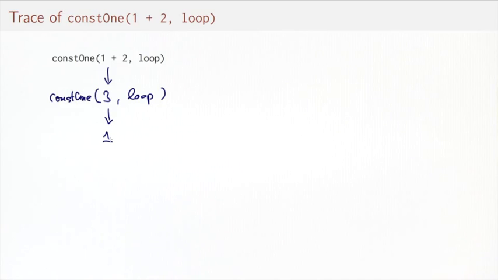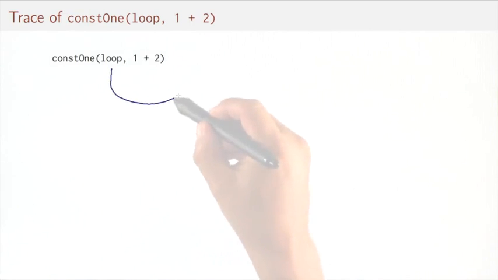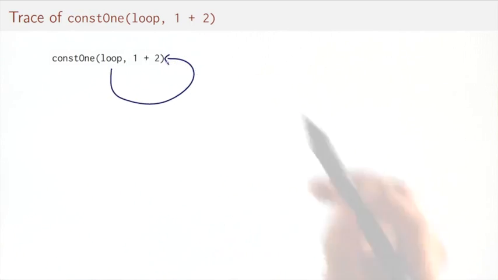That's the first expression. The second expression here, we would have const1 of loop and 1 plus 2. Well, here we have to reduce the first argument because it's called by value, and we get into the same situation that loop reduces to itself, so no progress, and we get another infinite cycle.